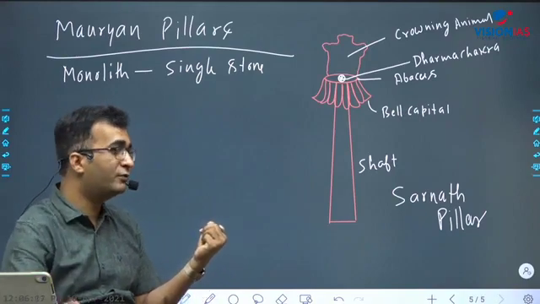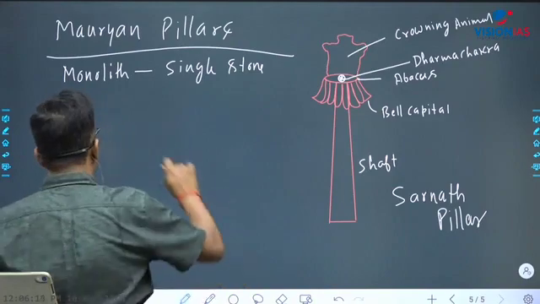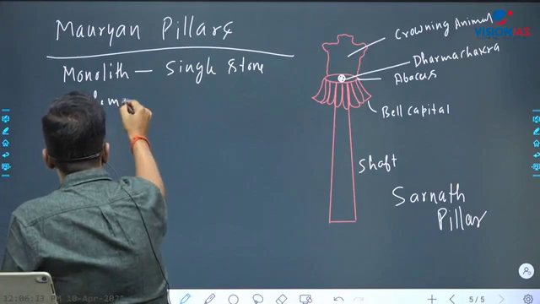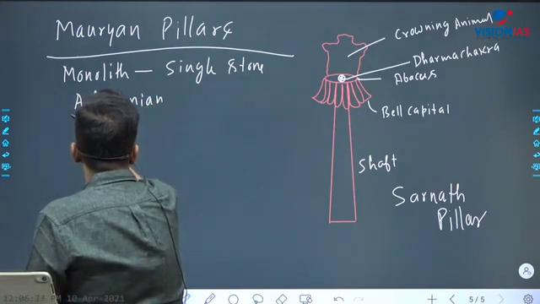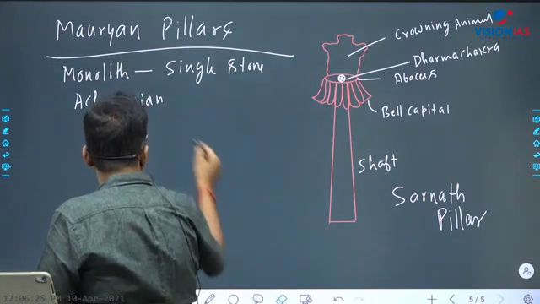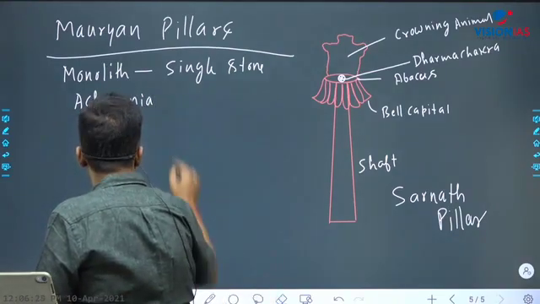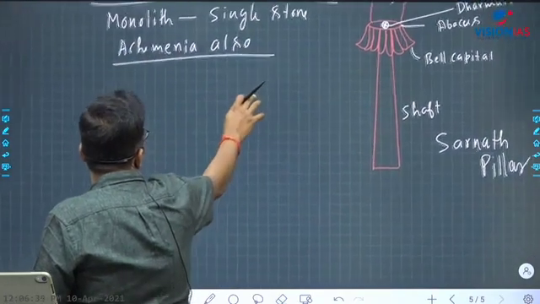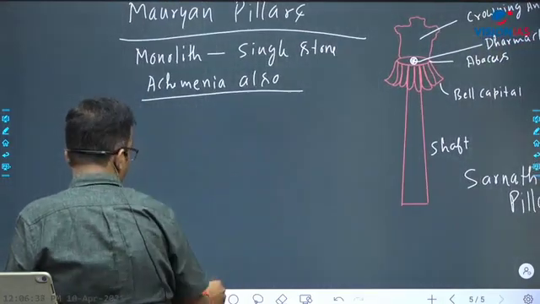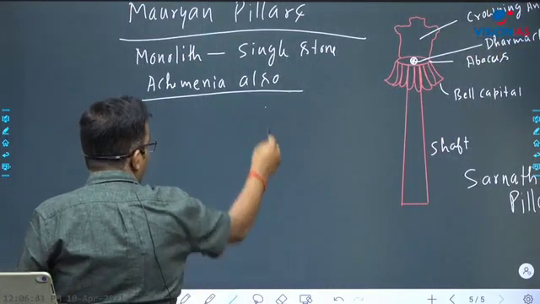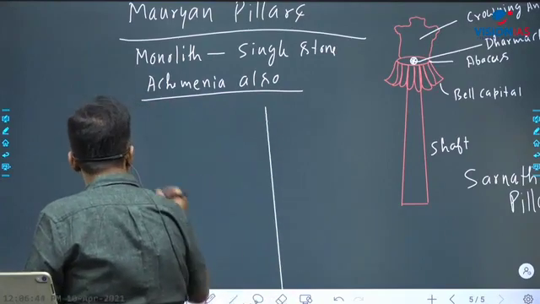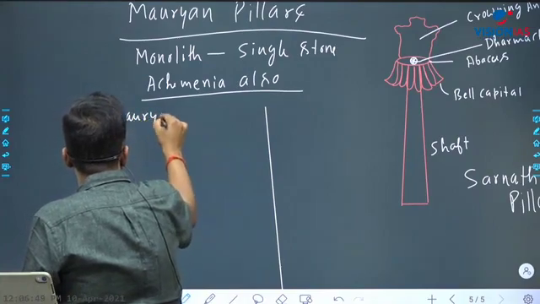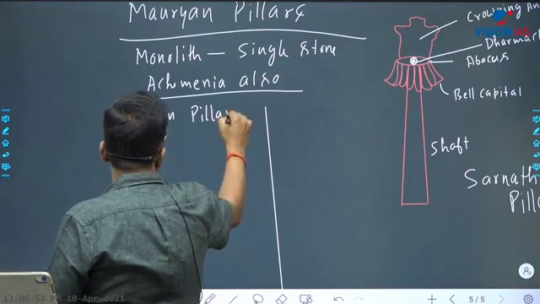So please write, first of all, one word: at this point of time, there was construction of pillars in Achaemenia also. Then what you can do is create two sides: on one side write Mauryan pillar, and on another side write Achaemenian pillar.